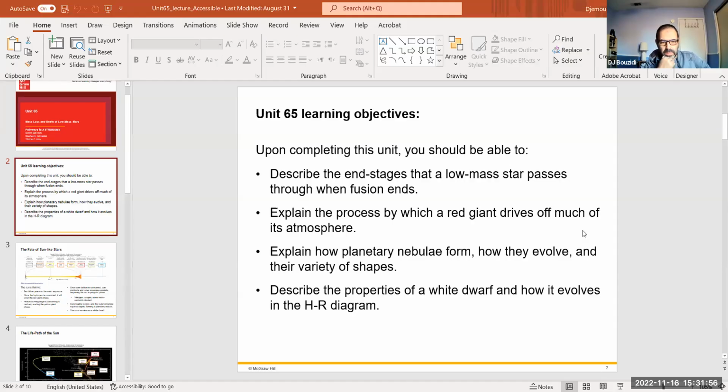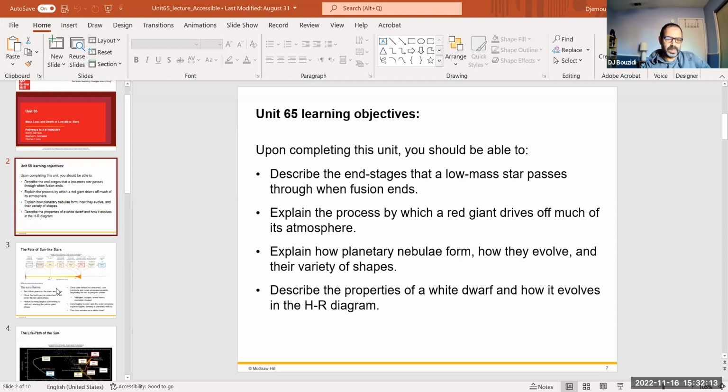So again, in this case, we're dealing with the low mass star. And for the case of the low mass star, it ends in a white dwarf, basically, versus the high mass star, which has two possibilities: it is going to end up either as a neutron star or as a black hole.